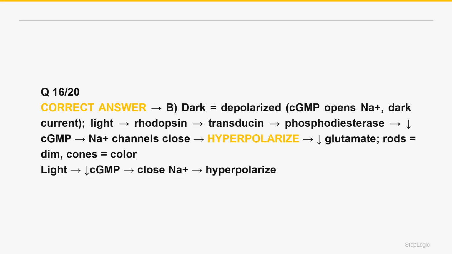Rods, with rhodopsin, are extremely light sensitive and handle dim light, night, and peripheral vision, no color. Cones handle color and high-acuity central, foveal daytime vision. Vitamin A is needed to regenerate retinal; deficiency leads to night blindness. The statement that light causes hyperpolarization via a falling cGMP mechanism is correct.